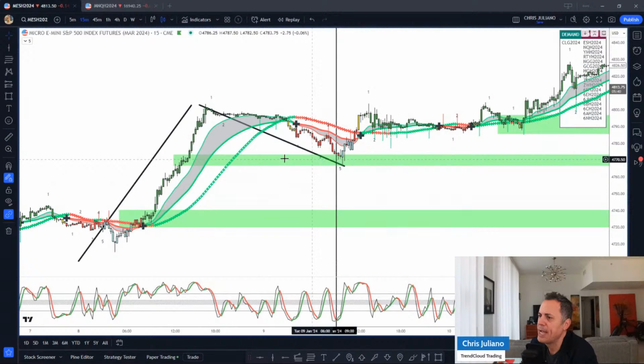Now, it pulls back in here, doesn't really do very much, right? And we're in a downtrend, and we're extended. The only giveaway here is that you've got an extended trend, which means trend reversal, right?